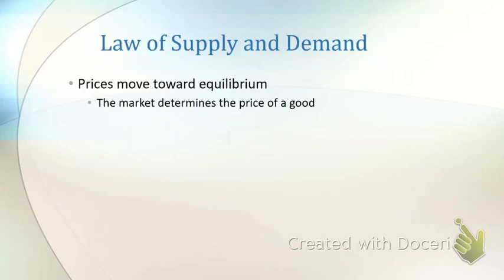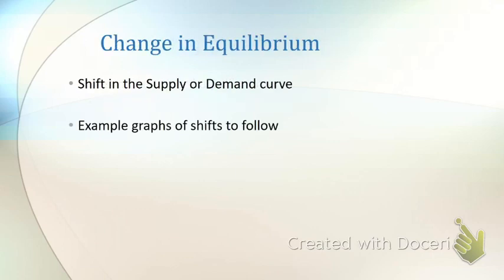The law of supply and demand: prices will move toward equilibrium. The market determines the price of the good, but there's going to be downward or upward pressure on prices until we get to equilibrium. That's the law of supply and demand. All right. A change in equilibrium is brought about by a shift in the supply or demand curve. So we'll do some examples.